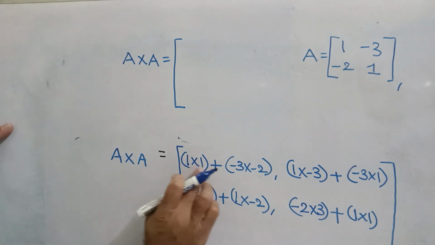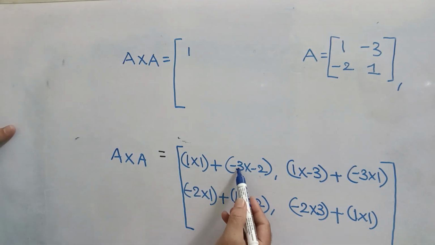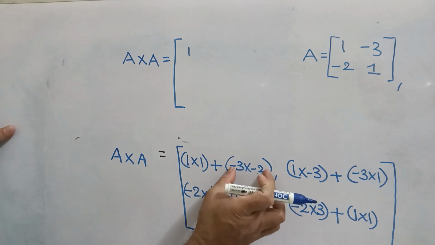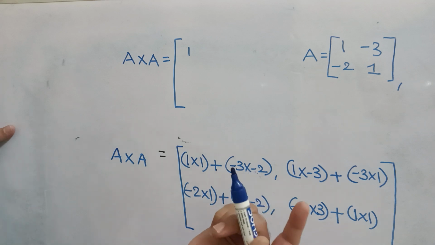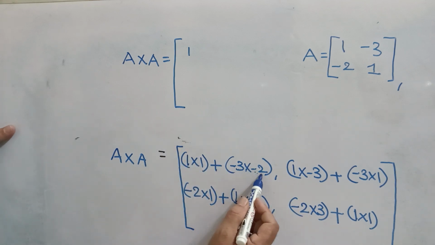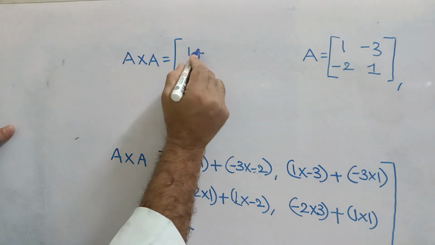Now tell me, 1 into 1, how much? It is 1. See clearly here. Minus 3 into minus 2. These two are in the bracket. So minus multiplied by minus. Minus into minus what? Plus. Therefore 3 into 2, 6. It is plus 6. Plus into plus is plus. Then you will get 6 here.